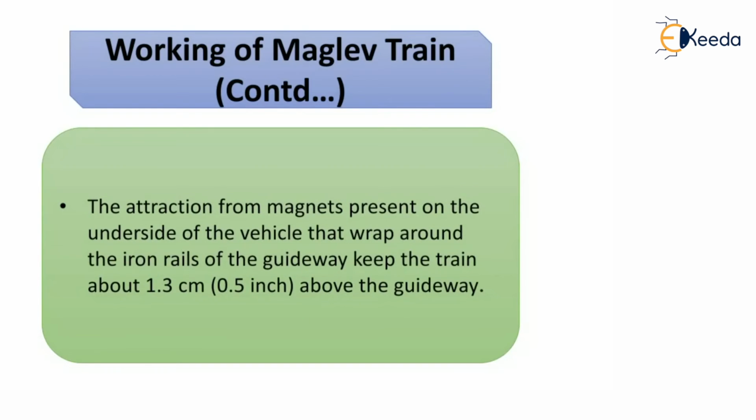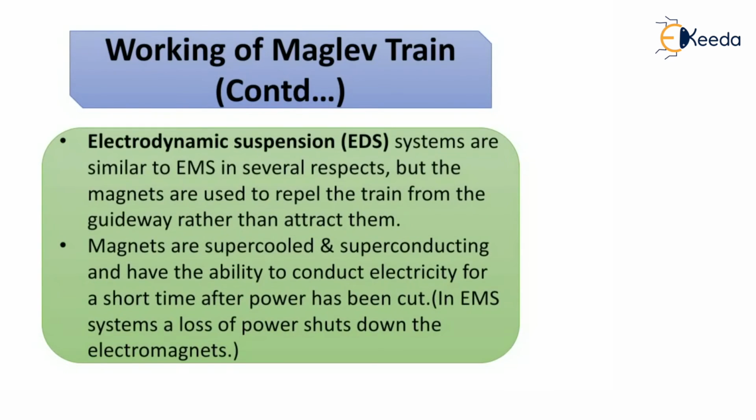The attraction from the magnets present on the underside of the vehicle that wrap around the iron rails of the guideway keeps the train about 1.3 centimeters above the guideway. The EDS, that is the electrodynamic suspension, is similar to EMS, where magnets are used to repel the train from the guideway. The magnets are supercooled and superconducting and have the ability to conduct electricity for a short time after the power has been cut.